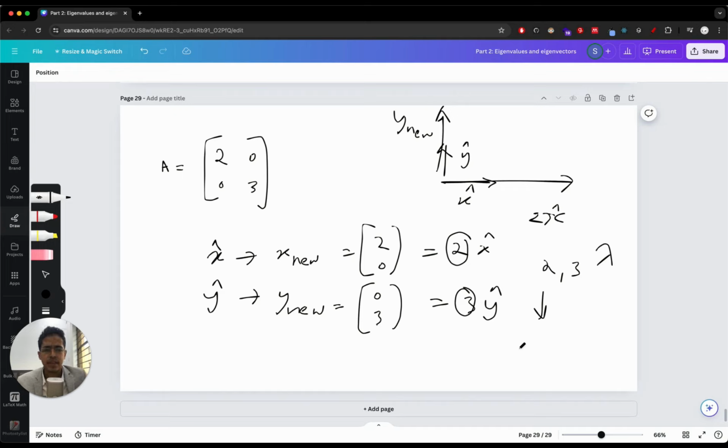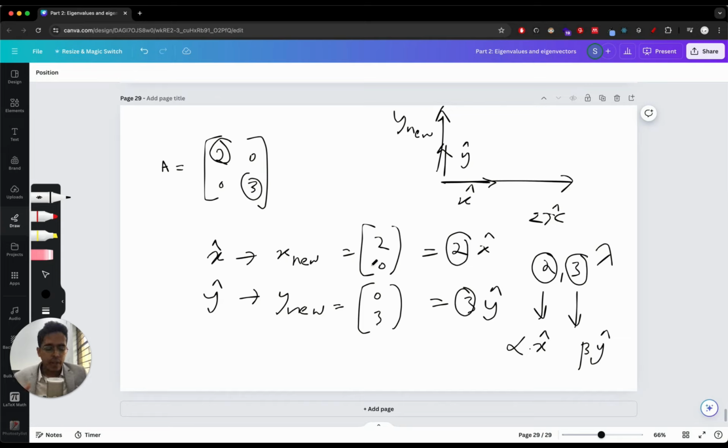Any vector of the form alpha times x hat is an eigenvector with eigenvalue 2, because it will get scaled by a factor of 2. And any vector in the form of beta times y hat will get scaled by a factor of 3, so the eigenvalue is 3. So basically the eigenvalues of a diagonal matrix will be those diagonal values themselves. This is an interesting insight, so just think about that a little bit.